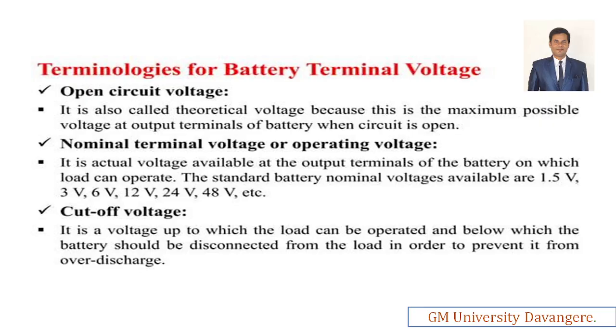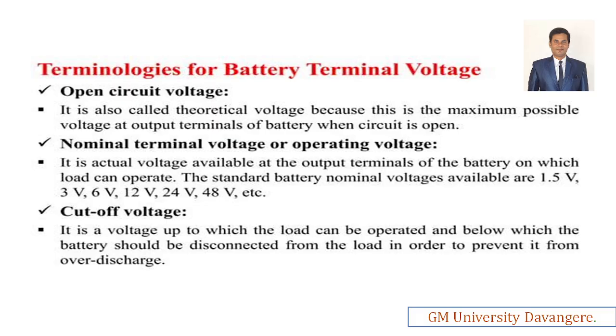All right, let us see the terminology of the batteries for the terminal voltage, right? Open circuit voltage, which is also called the theoretical voltage, because this is the maximum possible voltage at the output terminals of the battery when the circuit is open. So when you don't connect any load, the voltage will be the maximum. If we connect any load, a voltage will appear across the load. Usually the terminal voltages available in the market are 1.5, 3, 6, 12, 24 and 48 volts. These are the various nominal terminal or operating voltages of batteries.